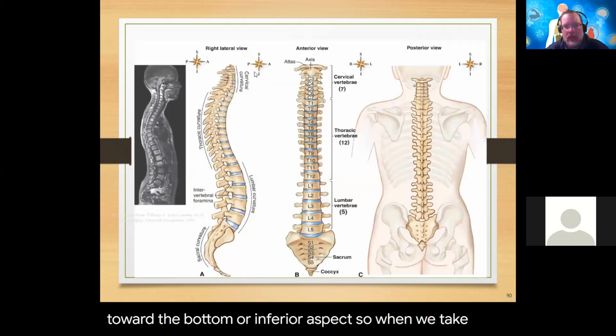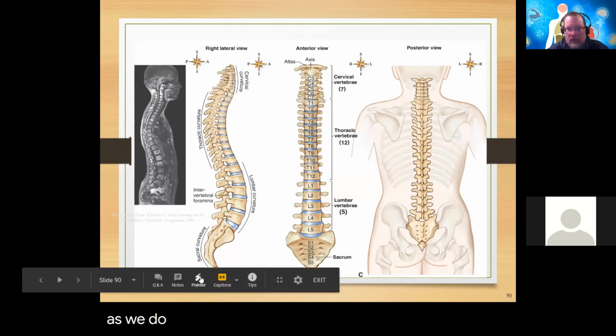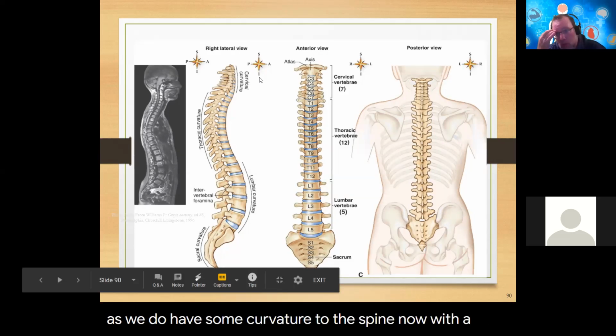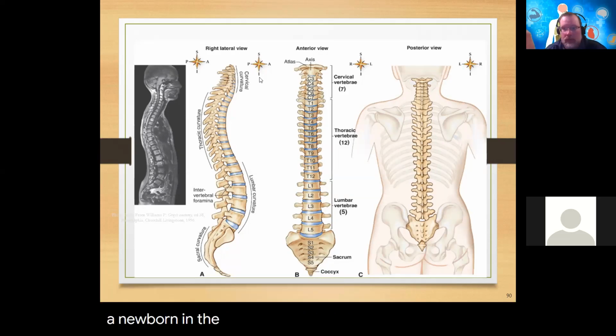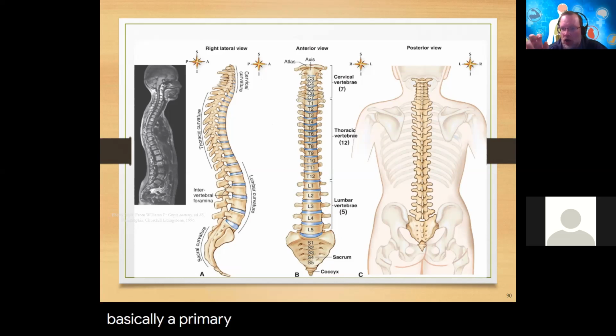So when we take a peek, the first thing we notice from a lateral perspective is we do have some curvature to the spine. Now, with a newborn, in the first several weeks, they're going to have really just one curve, right? Because they were curled up in the womb, and so they have what's called basically a primary curve.